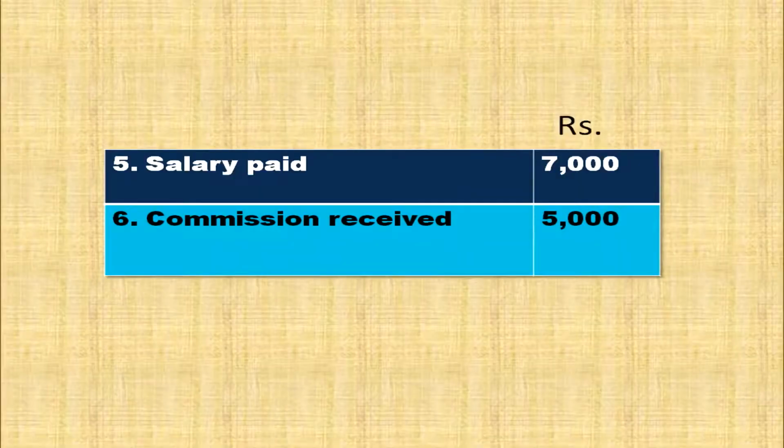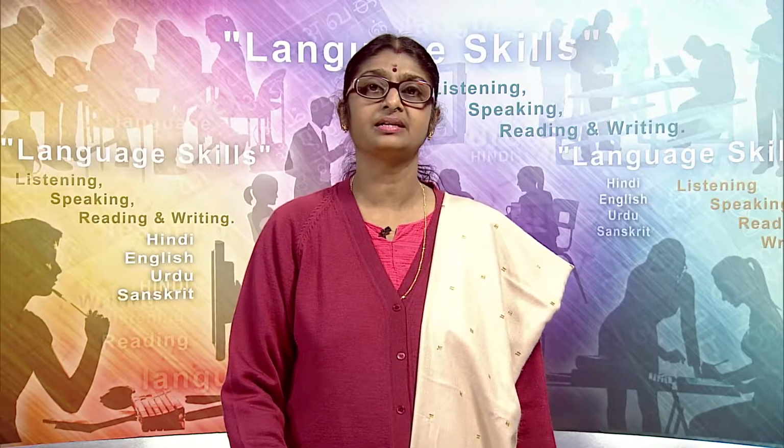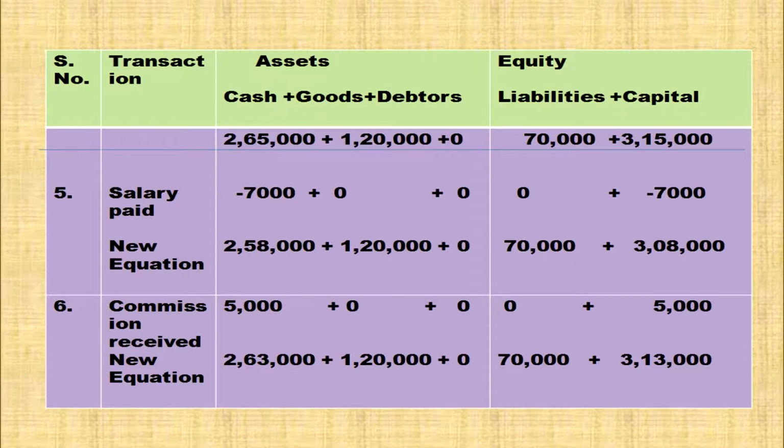Another transaction, salary paid 7,000 and commission received 5,000. When salary is paid, cash is decreasing, capital is decreasing. Cash worth rupees 7,000 is moving from the cash, and from the capital deduct 7,000. From the cash column deduct 7,000, from the capital column deduct 7,000. So the effect of salary paid is like this. New accounting equation will come after deducting this.